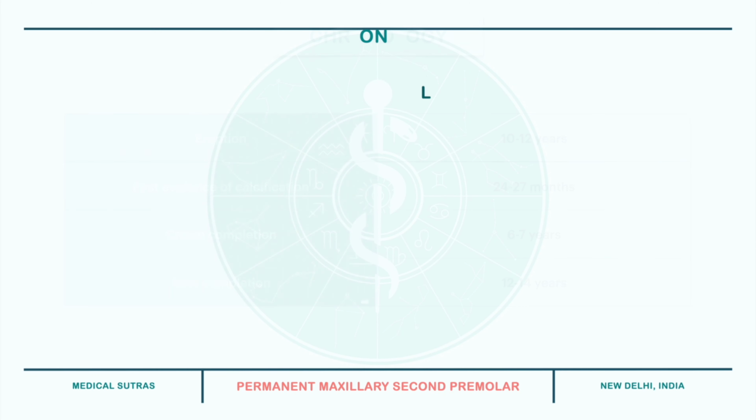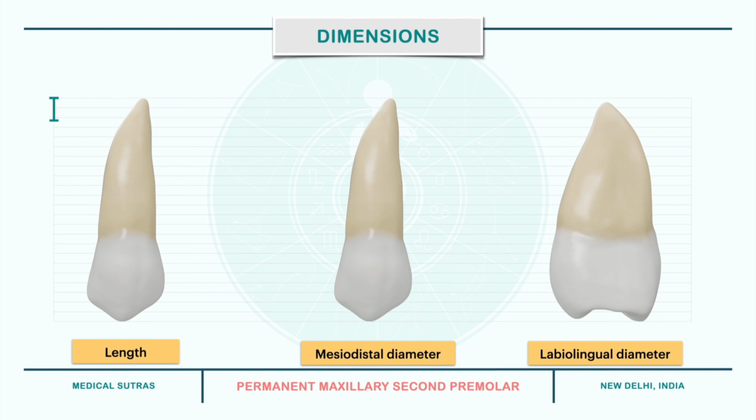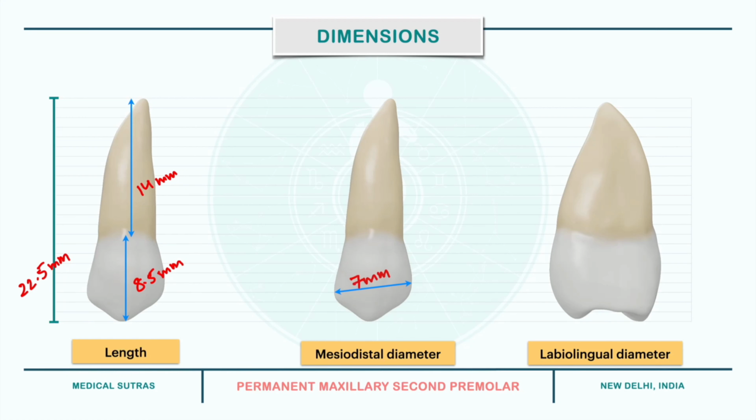Next, we will look into the dimensions of the tooth. The overall length of the permanent maxillary second premolar is around 22.5 mm, of which the crown is 8.5 mm long and the root measures around 14 mm. The mesiodistal diameter of the crown is 7 mm at the crest of curvature and 5 mm at the cervix. The buccolingual diameter is around 9 mm at the crest of curvature and 8 mm at the cervix.